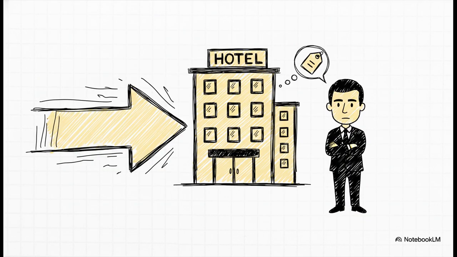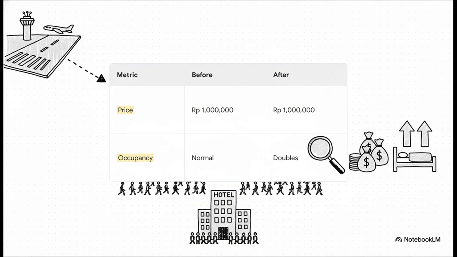Okay, now let's flip the script completely for scenario B. This time, our hotel manager does absolutely nothing. They keep their prices exactly the same. But something big, something outside the hotel's control, changes everything. Now look closely at this cause and effect.